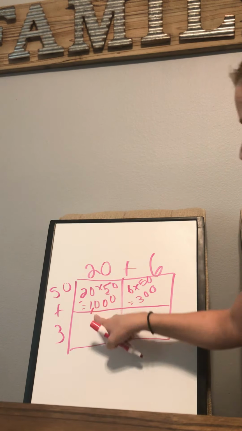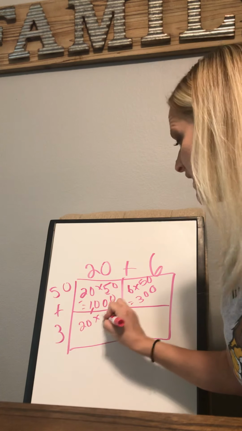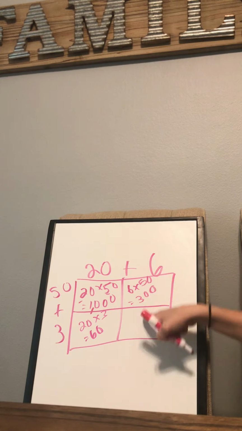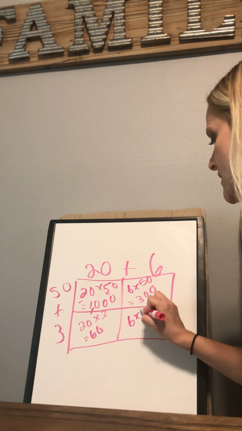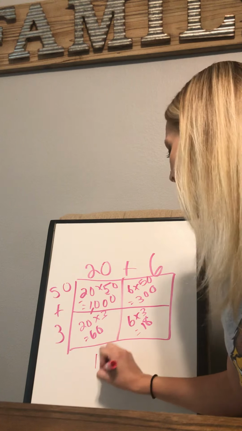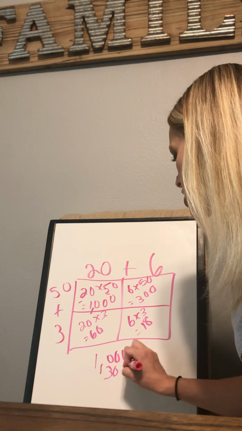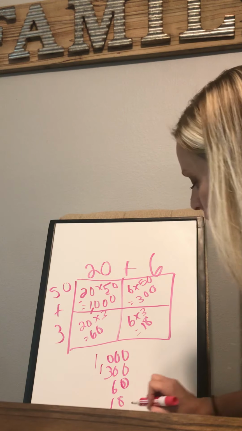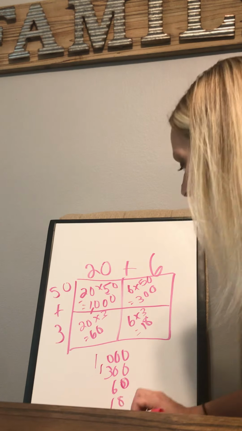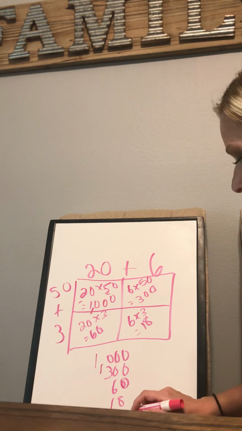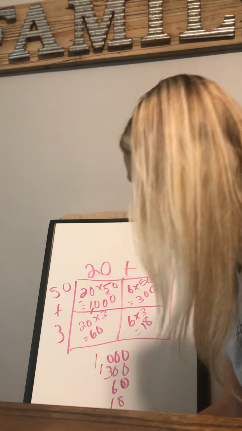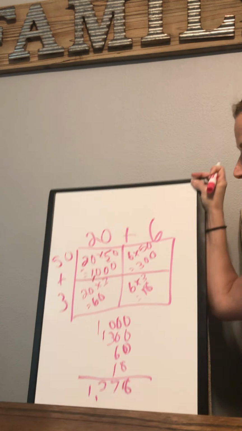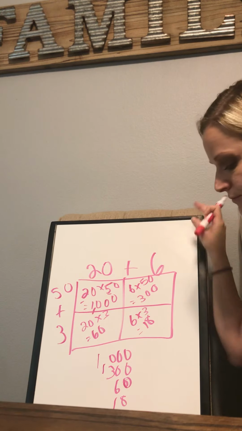On top of this box is 20. To the side is 3. 20 times 3 is 60. Inside this box, on top is 6. To the side is 3. 6 times 3 is 18. We add all of your partial products. Okay? And when you do that, if you line them up correctly, I'm going to get an answer of 1,378. The same answer as using the standard algorithm, okay?